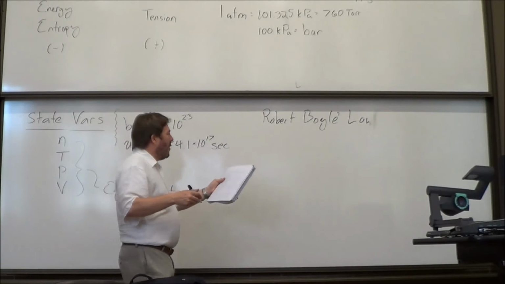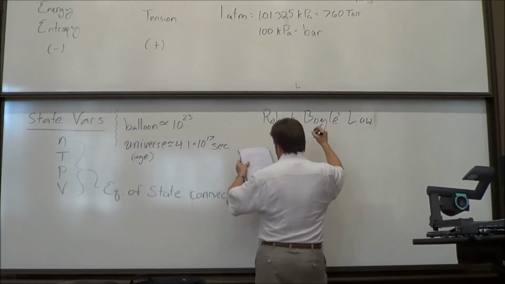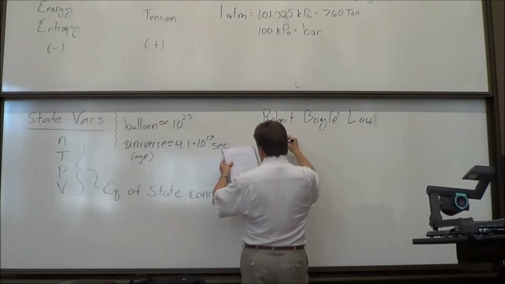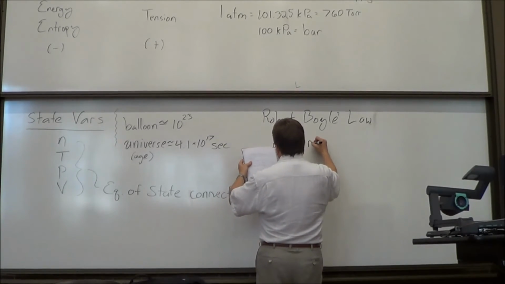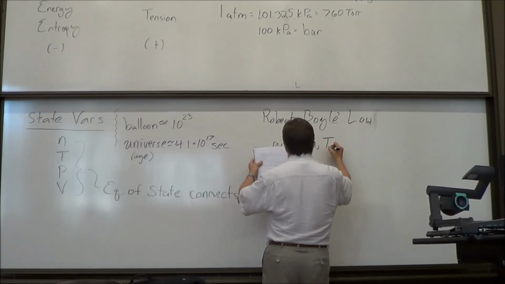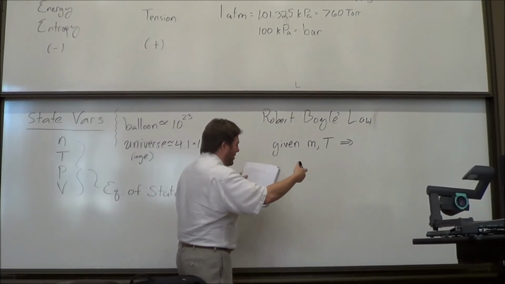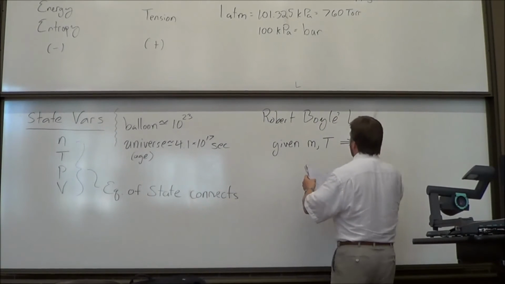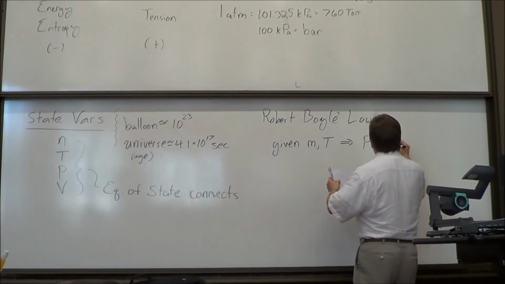Okay, so what he came up with, not J-Law, but B-Law. What B-Law came up with was, if you're given a certain mass and temperature, okay, again, I'm just doing this more to introduce you to my shorthand. I don't really have a choice. If you have a certain mass and temperature, pressure times volume is constant.